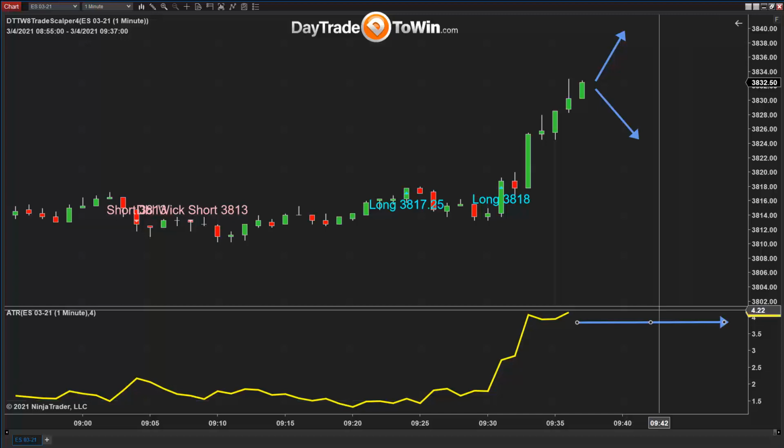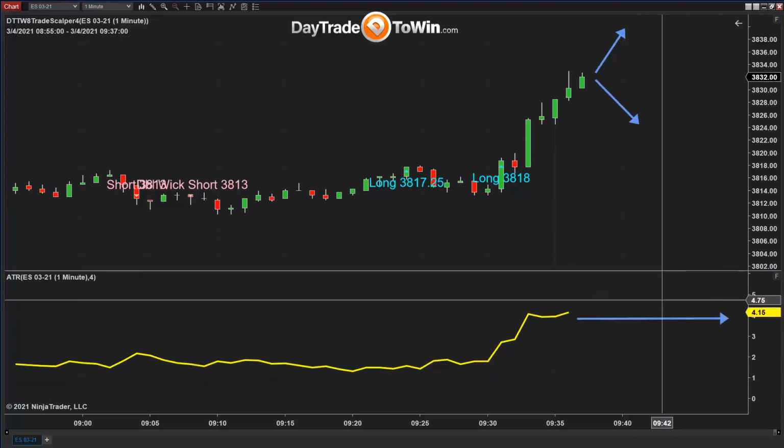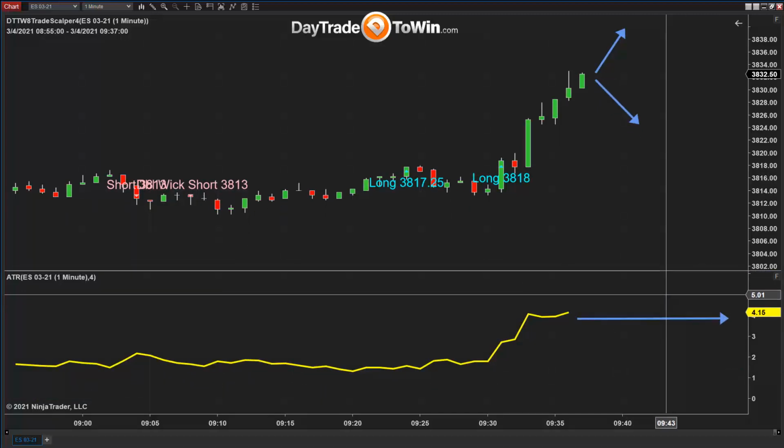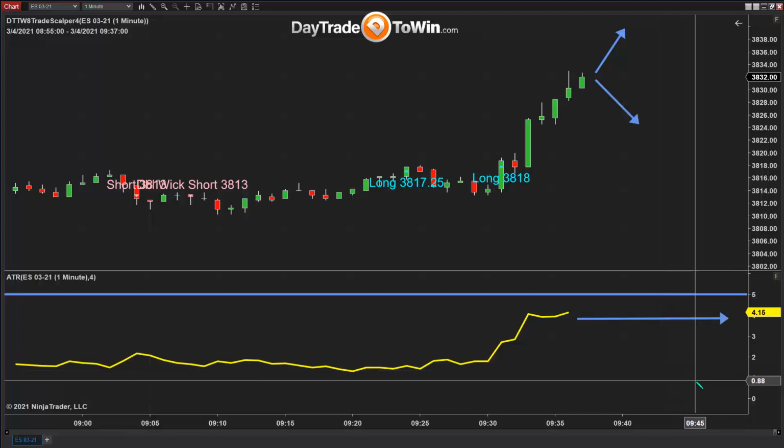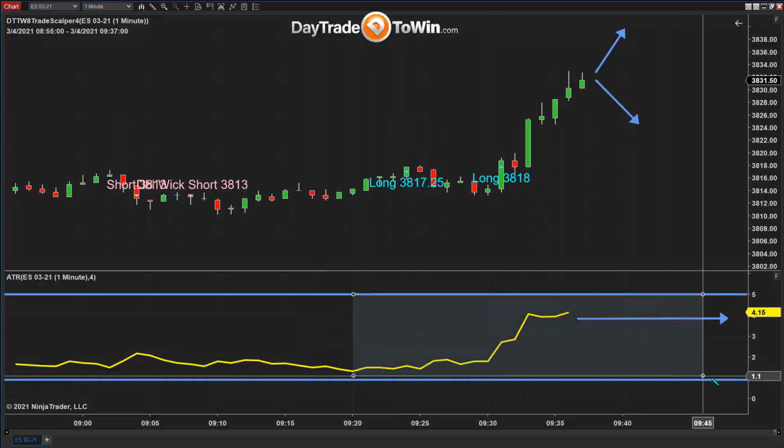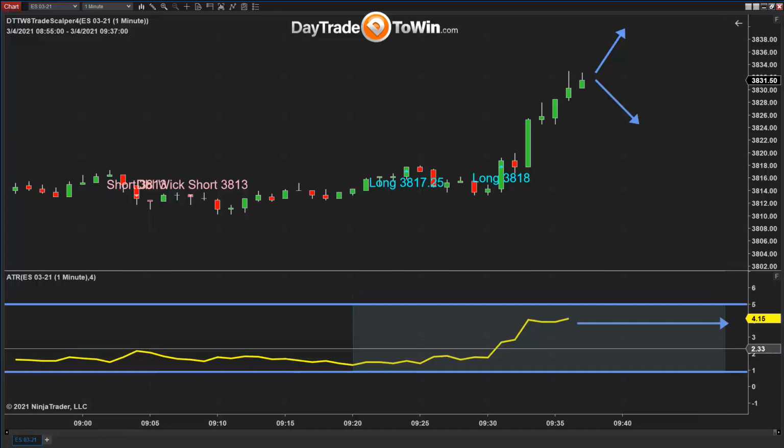On the E-mini S&P, the scale that I like to use is not more than 5 points here on the ATR and not more than about 1 point on the ATR. This is, I would say, the perfect area to trade. Anything above that is too volatile. You have to risk a lot.